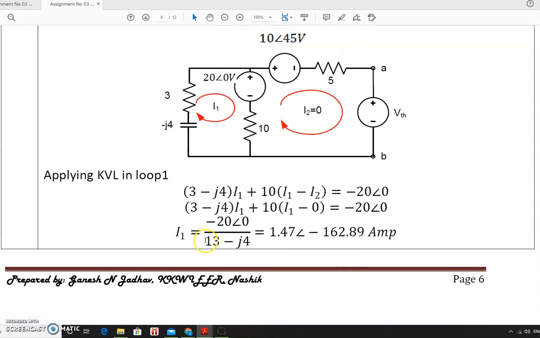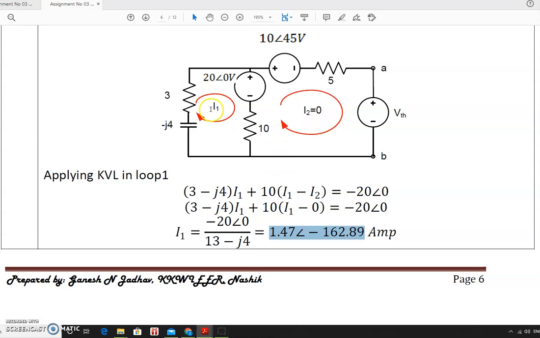So I am getting the value of I1 is equal to minus 20. Why is it minus 20? Because it is indicating the minus side. So minus 20 at an angle of 0 divided by 13 minus J4. So the current is 1.147 at an angle of minus 162.89 ampere.